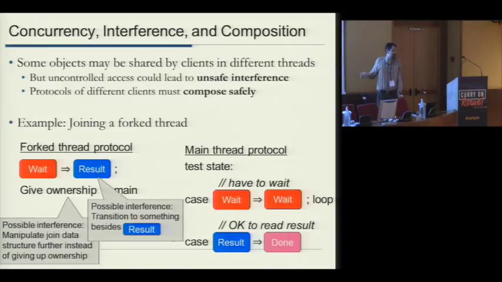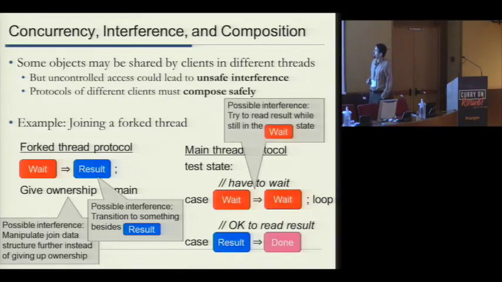We could transition to something other than result, which would be unexpected to main and cause main to have an error or to perhaps wait forever. Main thread could maybe not wait when it's supposed to. It could read early, and then that read could race with the write in the forked thread. So there are a number of things that could go wrong if these protocols don't actually match up.